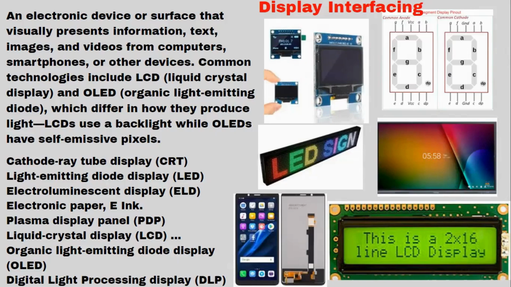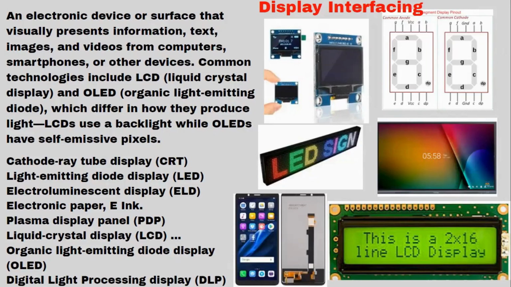So I've given some varieties of displays, that is CRT. We used to have an old type of television, that is cathode ray tube. Then you have LED, then electroluminescent display, ELD we call it, then electronic paper, E-ink display paper, then PDP, LCD, DLP, OLED. These are the different types of displays.